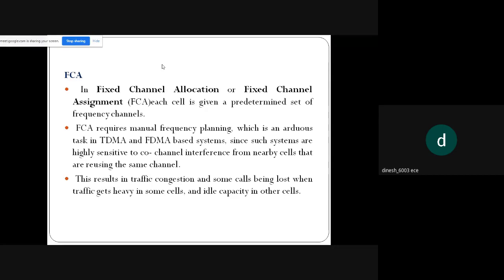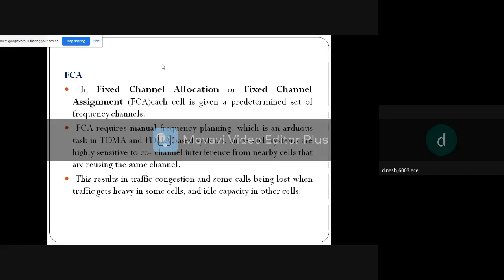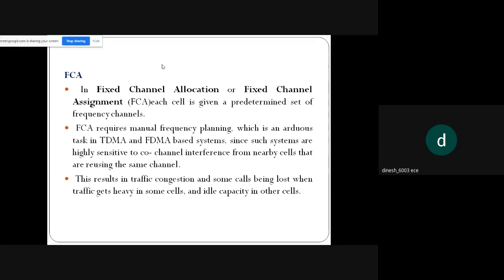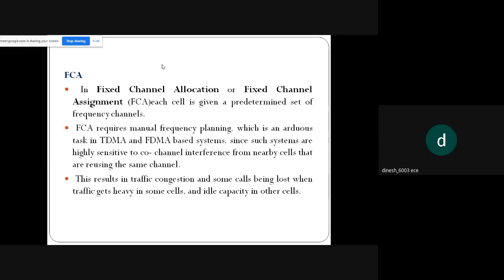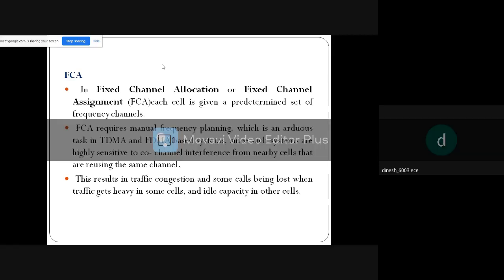Such systems are highly sensitive to co-channel interference, which occurs from the nearby cells that are using the same channel. As seen in mobile communication, the frequency reuse concept of 5 or 7 is being utilized. In that case, you would have three different interferences: co-channel, adjacent channel, and system interference. So this co-channel interference can be avoided in FCA. If that is avoided, it may reduce blocking in heavy traffic during calls or during data transmission.